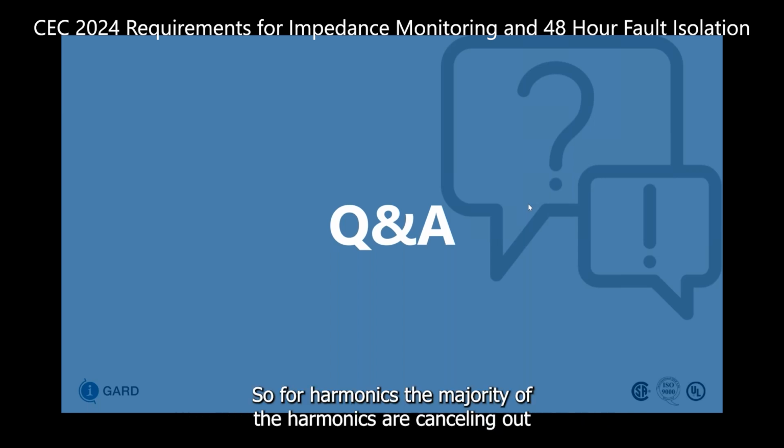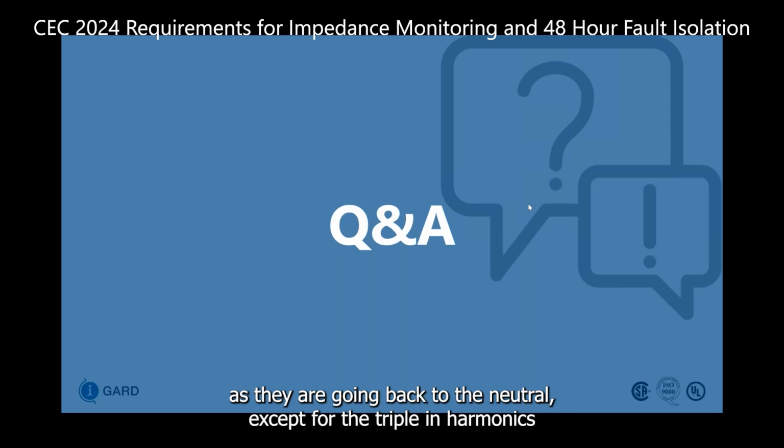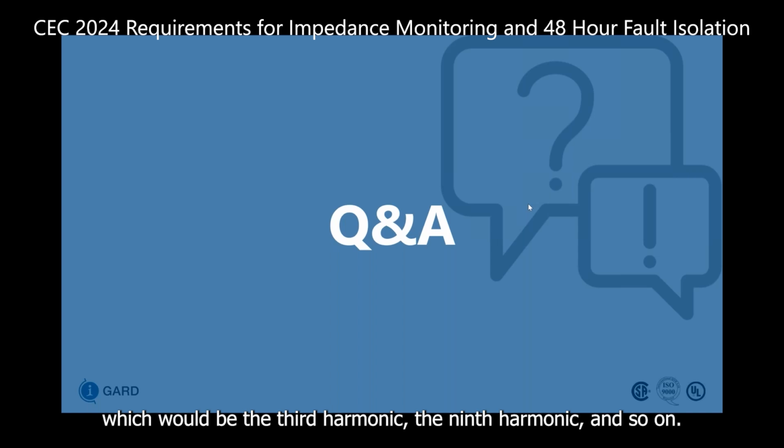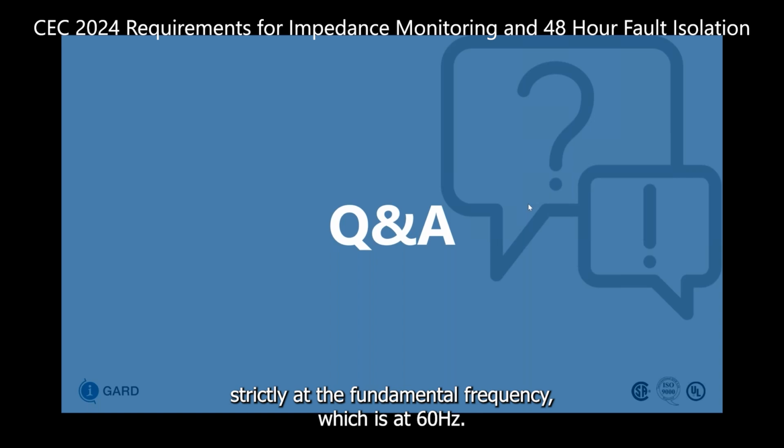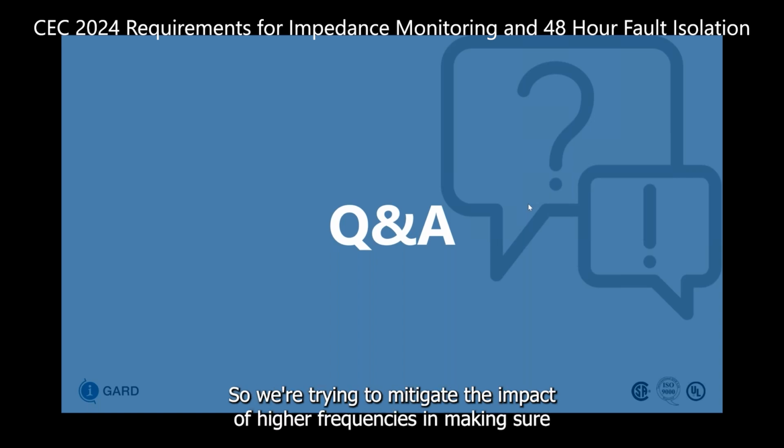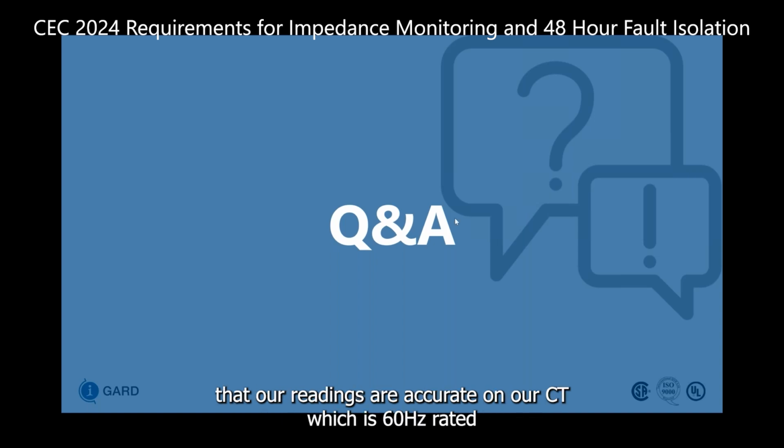How do system harmonics affect the NGR monitor? So for harmonics, the majority of the harmonics are canceling out as they are going back to the neutral, except for the triplen harmonics, which would be the 3rd harmonic, the 9th harmonic, and so on. So in that case, our unit is looking strictly at the fundamental frequency, which is at 60 Hertz. So we're trying to mitigate the impact of higher frequencies in making sure that our readings are accurate on our CT, which is 60 Hertz rated.